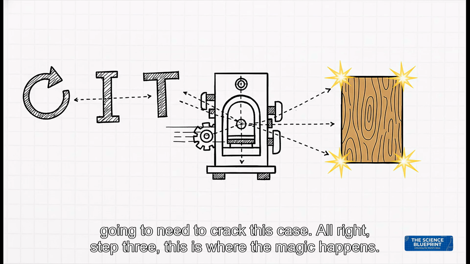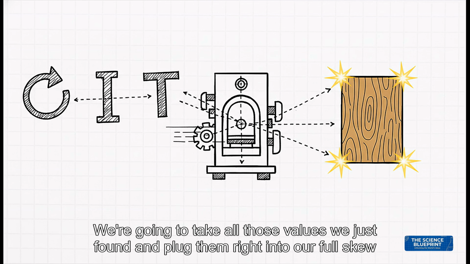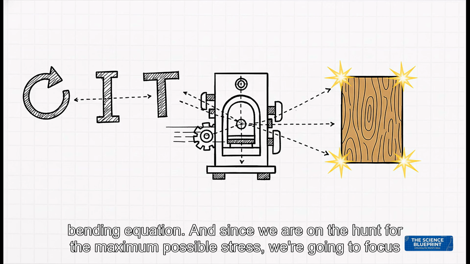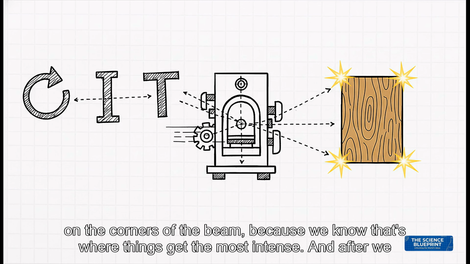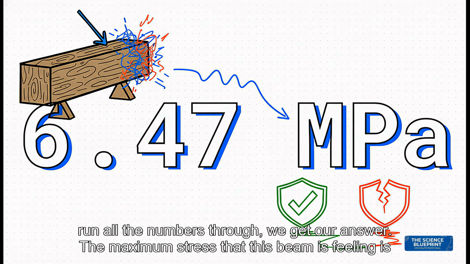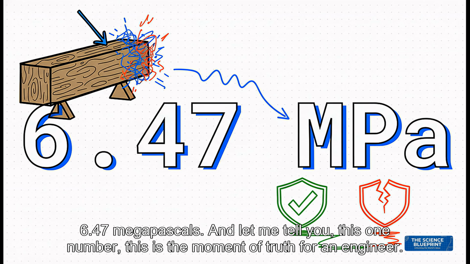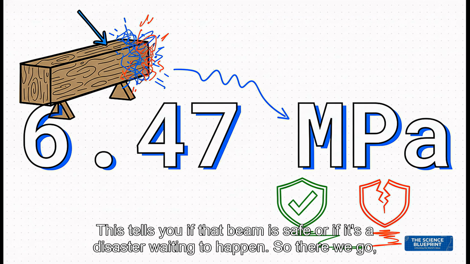All right, step 3, this is where the magic happens. We're going to take all those values we just found and plug them right into our full skew bending equation. And since we are on the hunt for the maximum possible stress, we're going to focus on the corners of the beam, because we know that's where things get the most intense. And after we run all the numbers through, we get our answer. The maximum stress that this beam is feeling is 6.47 megapascals. And let me tell you, this one number, this is the moment of truth for an engineer. This tells you if that beam is safe or if it's a disaster waiting to happen.